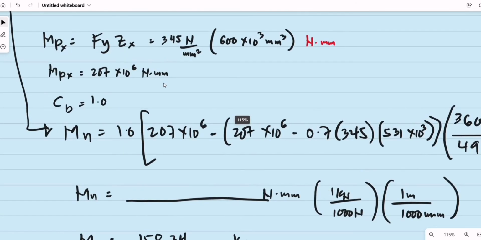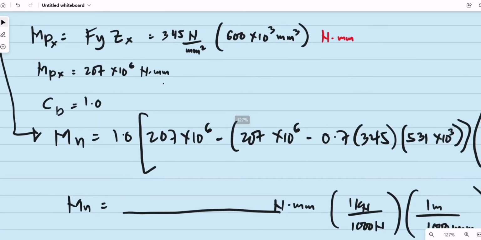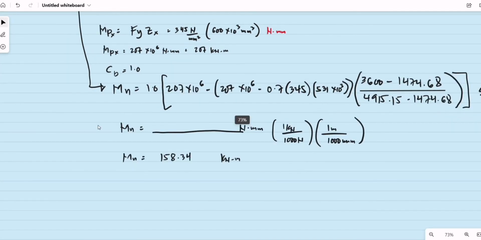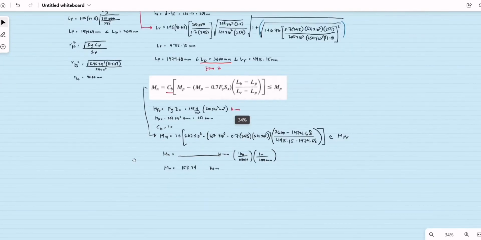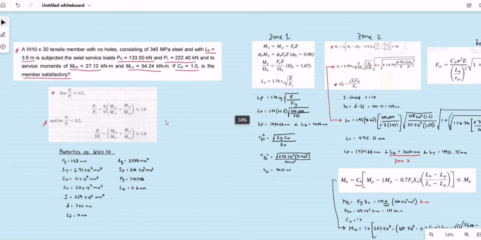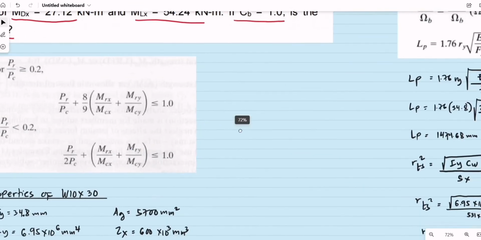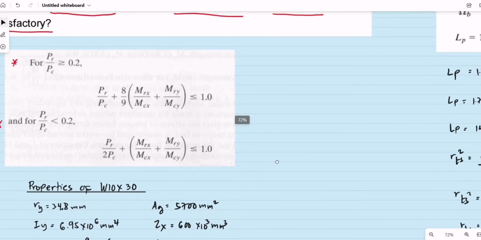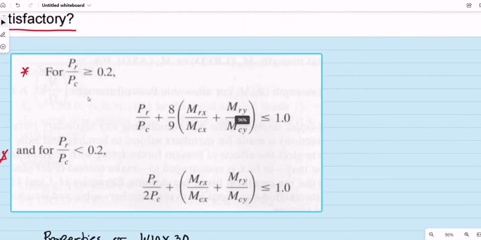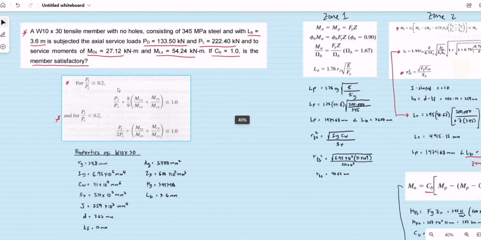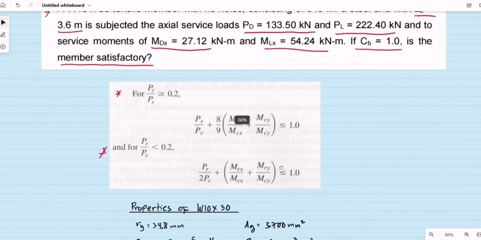And it is less than 207 times 10 raised to 6, which is the same as 207 kilonewton meter. Okay, so it is less than. So we satisfied that condition. So we may now go back to our interaction formula. Okay, so let us compute for the value of PR and PC. Then we need to take the ratio.